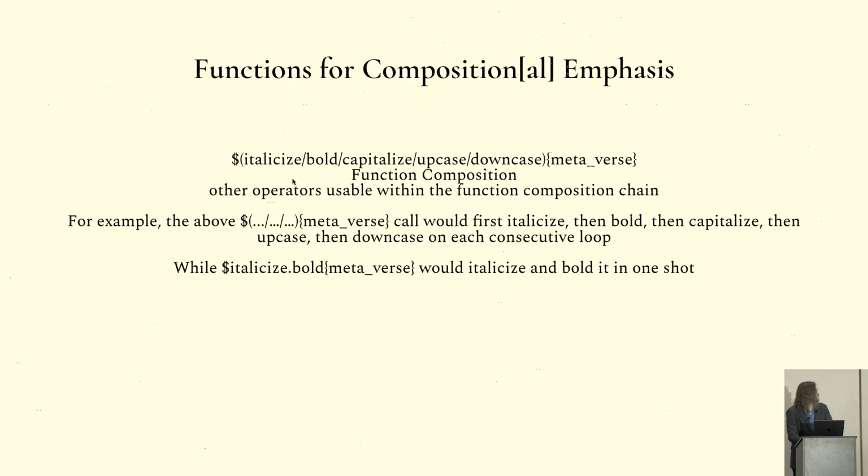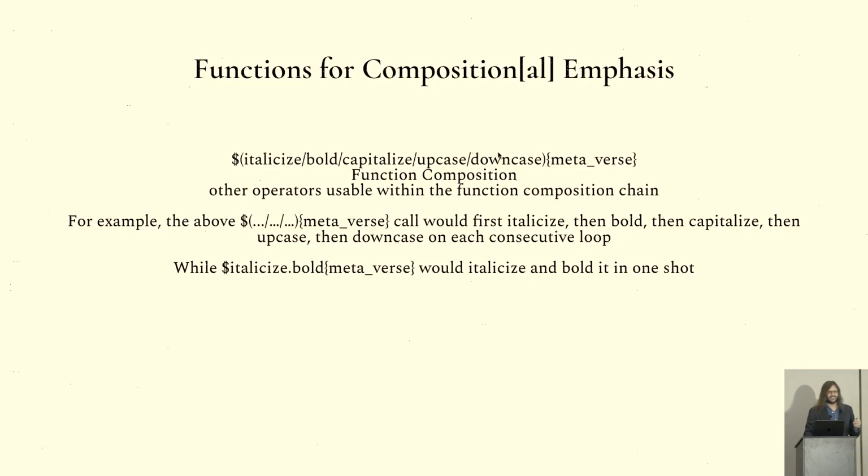So what you can see above here is I've got the parentheses around this section that labels what the actual function being called is. And these are actually an alternation. And so what this actually means is on the first loop, I want to italicize it. On the second loop, I want to bold it. On the third loop, I want to capitalize it. On the fourth loop, I want to upcase it. And on the fifth loop, I want to downcase it.